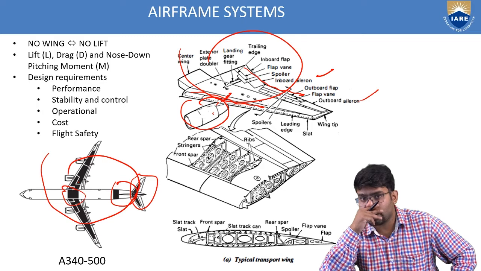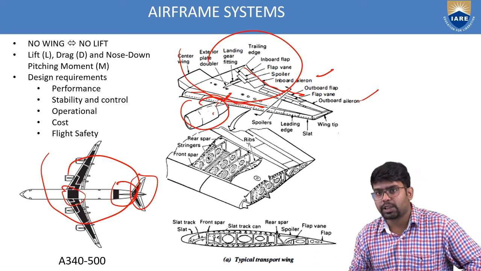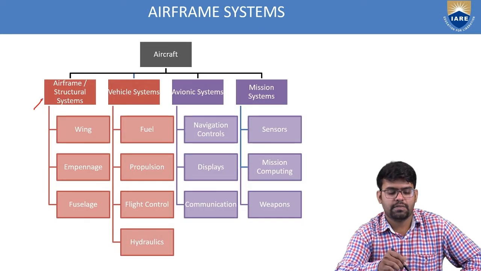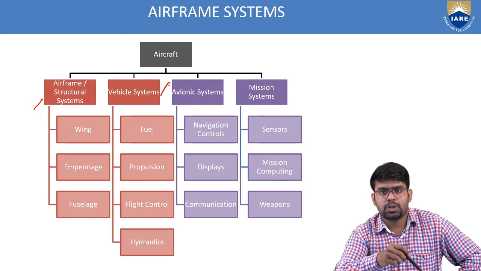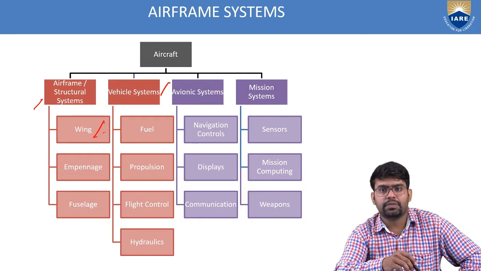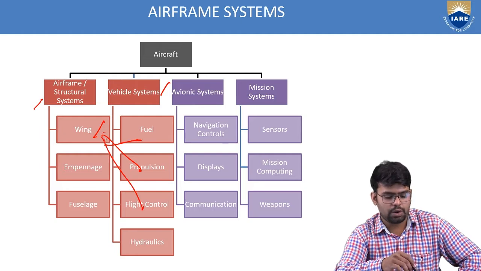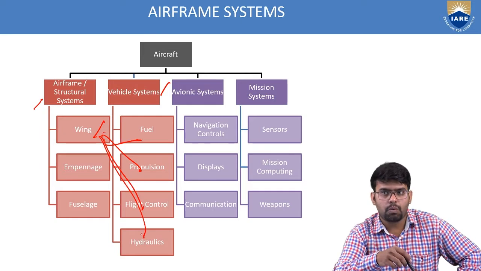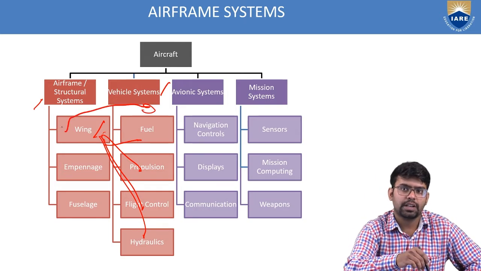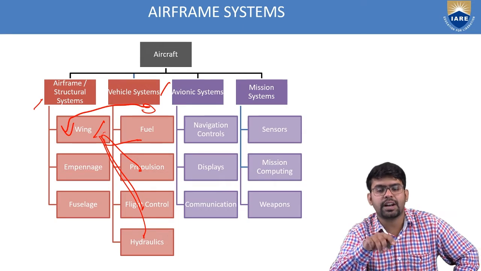So it is actually a system which houses different subsystems. For example, if you go back to the flowchart here, you have the airframe structural system and you have the vehicle system, which are physical systems. So in the airframe system, we have a subsystem which is the wing, whereas the wing actually houses the propulsion system, fuel system, flight control system, and also hydraulics for the landing gear. So other subsystems which are related to vehicle systems actually find their way into the wing, which is a subsystem of airframe systems. This is nothing but an integrated subsystem.